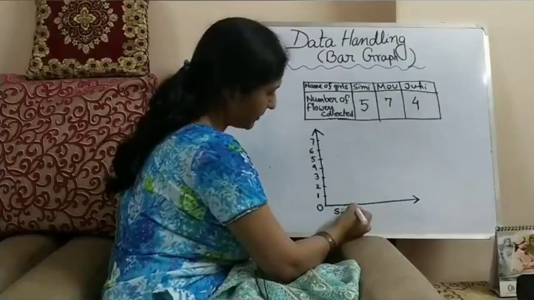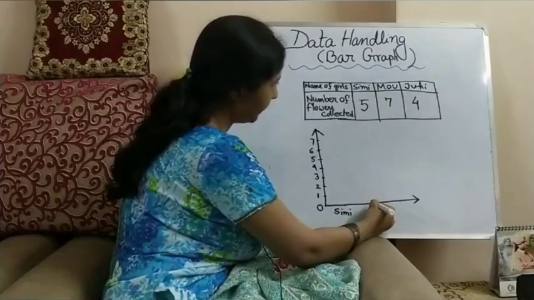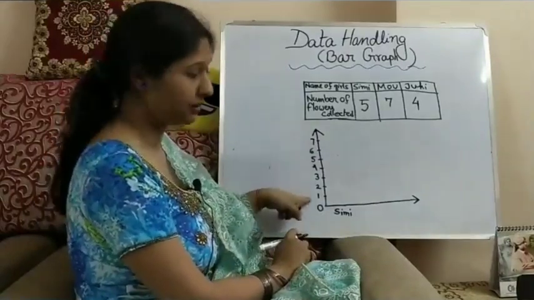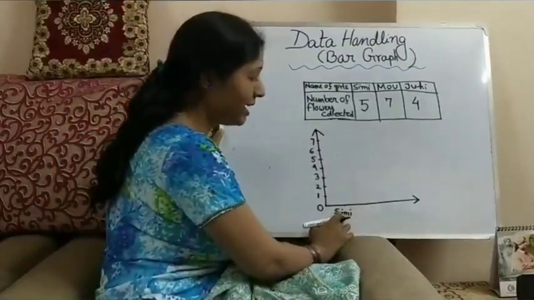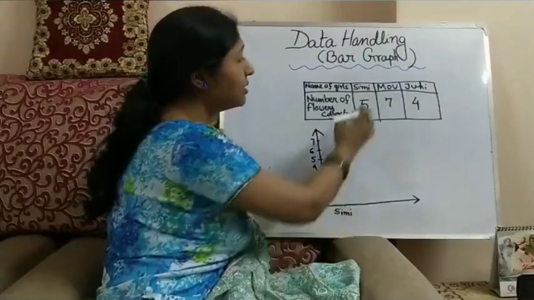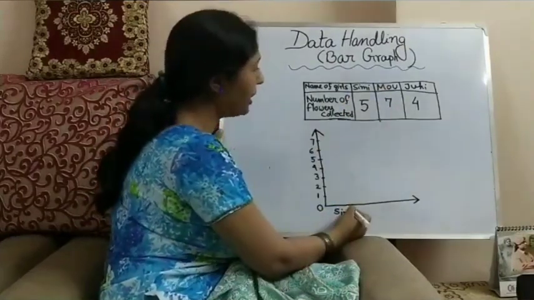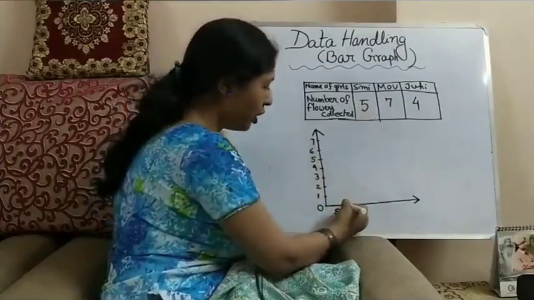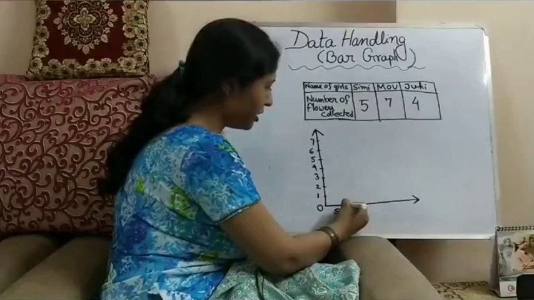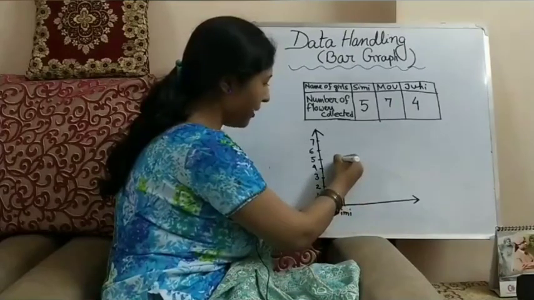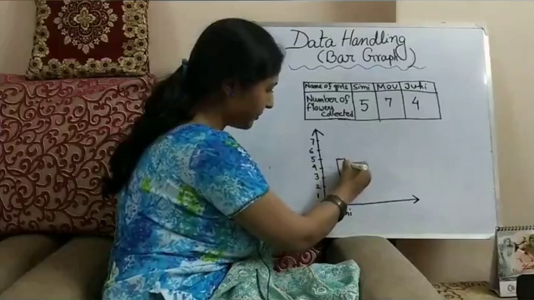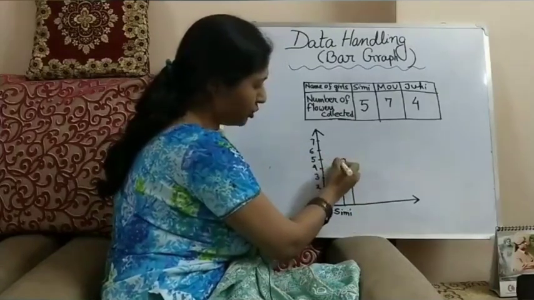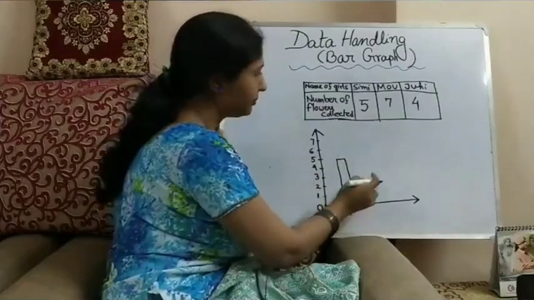Here I have drawn one scale, okay, and here I am writing Simi. How many flowers collected by Simi? 5. So we should draw one rectangle which touches up to 5. See, up to 5 we should draw one rectangle.